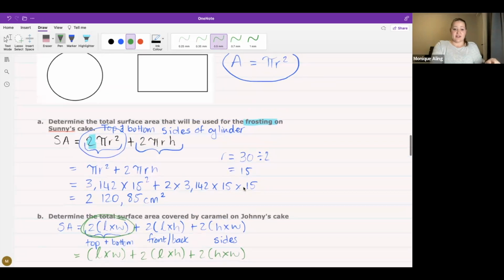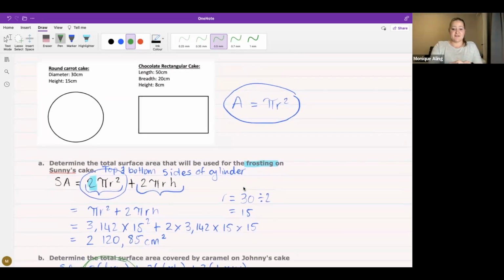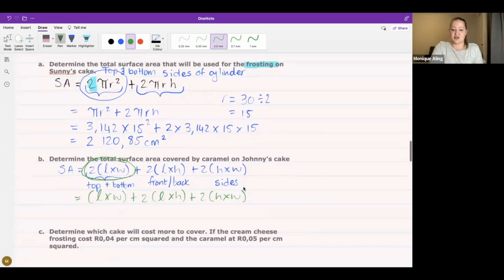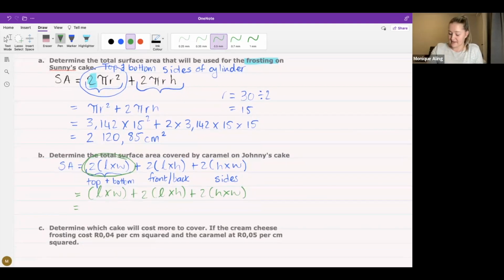So let's quickly go back to our dimensions. The length is 50, the breadth is 20, the height is 8. So I'm going to quickly substitute those amounts in. So it's 50 times 20 plus 2 times 50 times 8 plus 2 times 20 times 8.